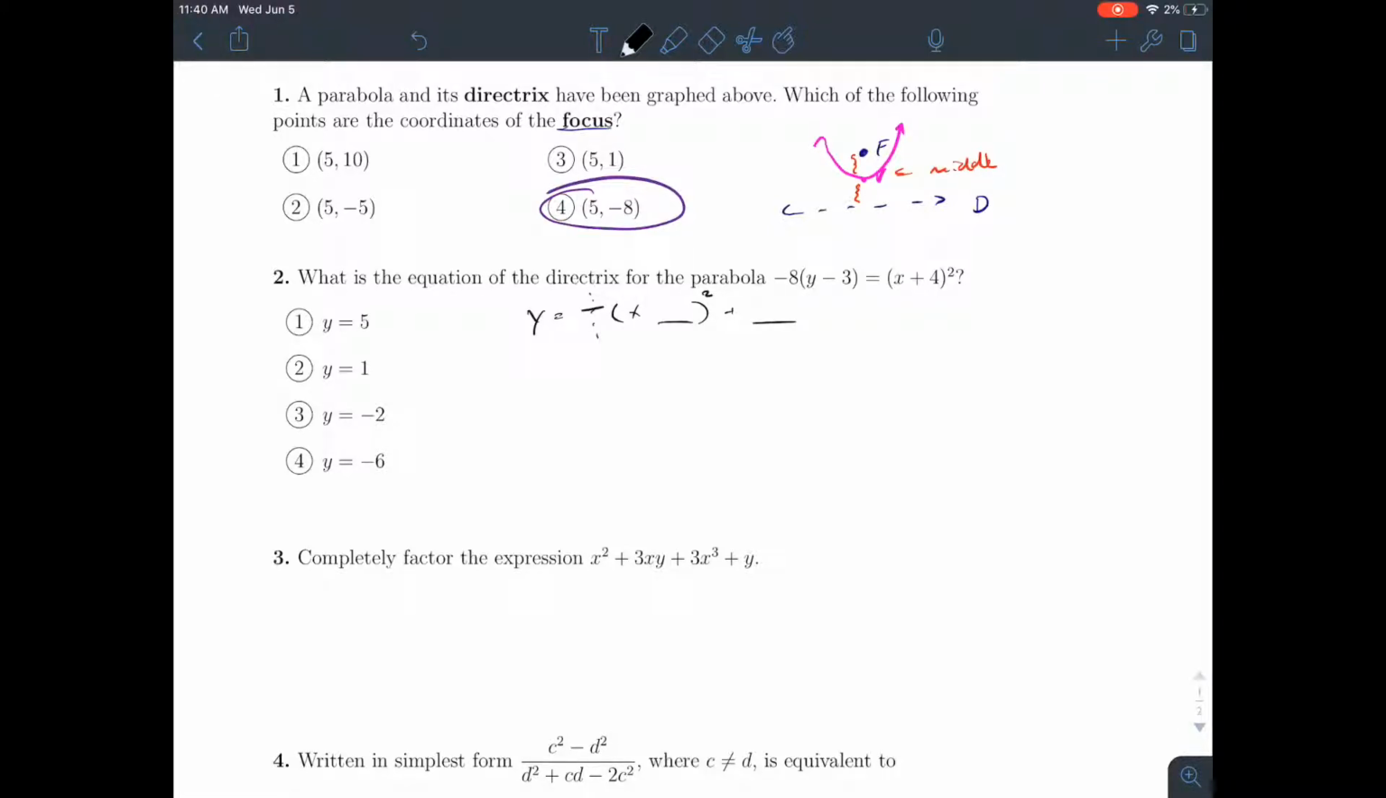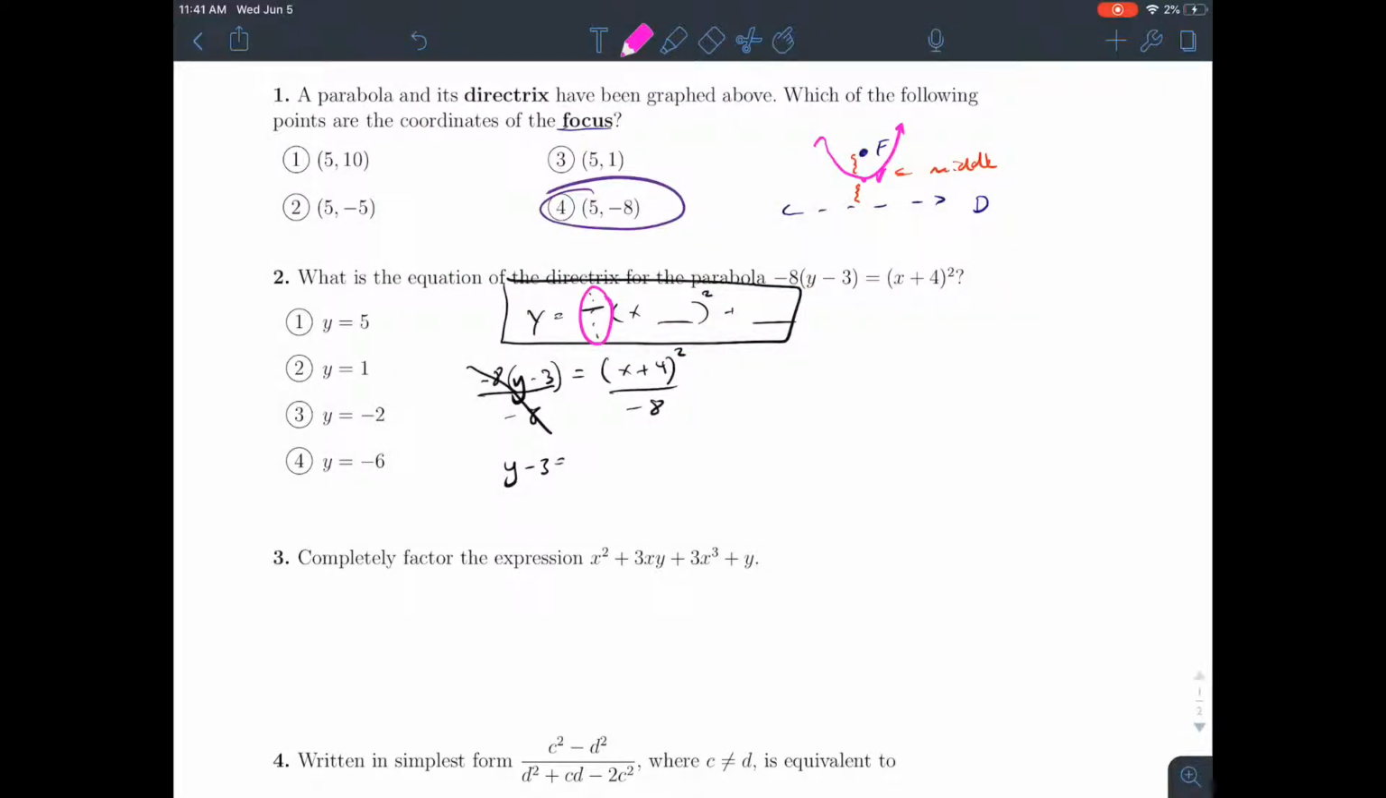So the first thing we're going to do is we're going to solve it into this format. So we start off with our equation, -8 times y minus 3 is equal to x plus 4 squared. Now rather than distribute the -8, the way I like to do this problem is I like to divide by -8 on both sides. So that will give us y minus 3 is equal to, and in our standard form here, we don't have the parenthesis with x over some number. Instead we've got a fraction here.